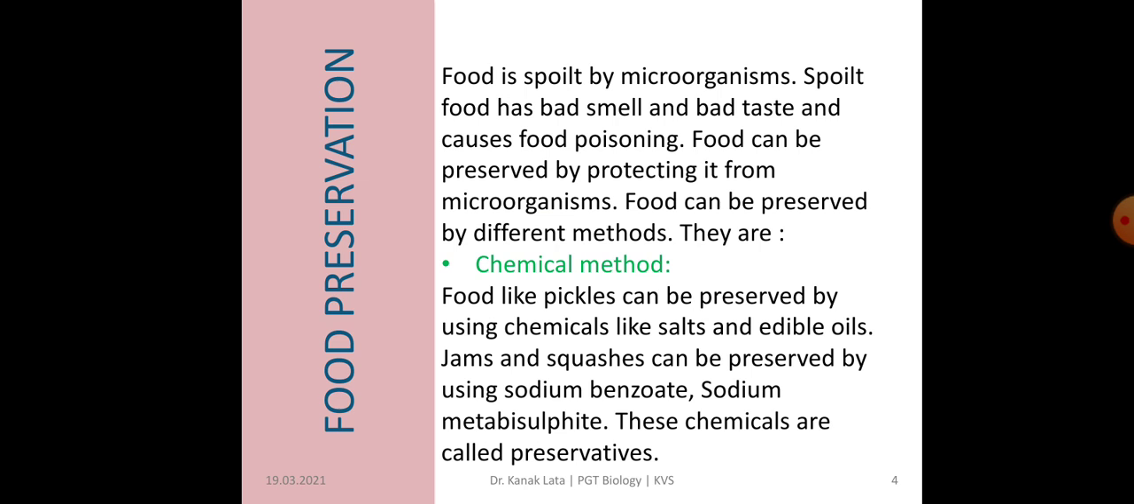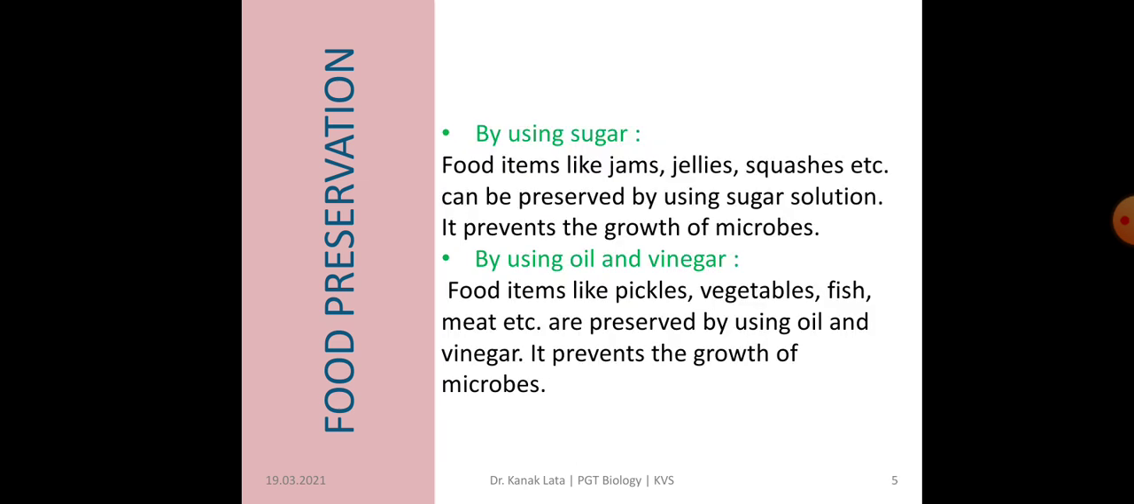First is chemical method. Foods like pickles can be preserved by using chemicals like salt and edible oils. Jams and squashes can be preserved by using chemicals like sodium benzoate and sodium metabisulfite, and these chemicals which are useful for preserving food items are called preservatives. Another method of food preservation is by using sugar. Food items like jams, jellies and squashes can be preserved by using sugar solution. This sugar solution prevents the growth of microbes.